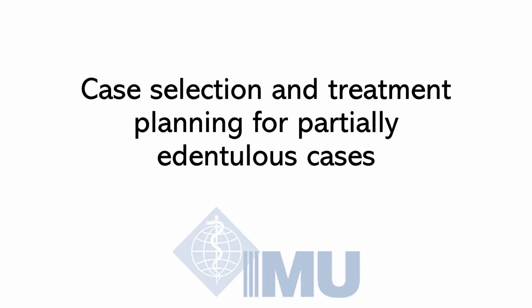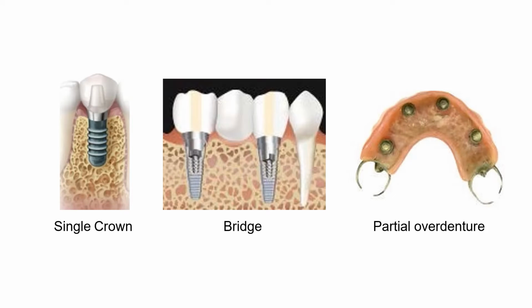Welcome to another part of the presentation on case selection and treatment planning for partially edentulous cases. So you need to understand that for partially edentulous cases, you can still go for a single crown implant, an implant-supported bridge, or a partial overdenture with an implant-supported removable option.